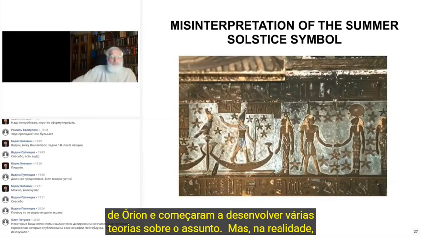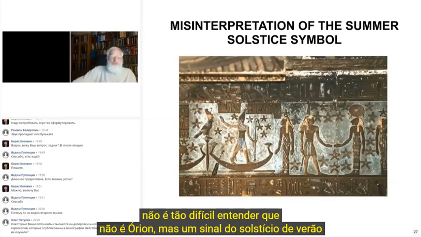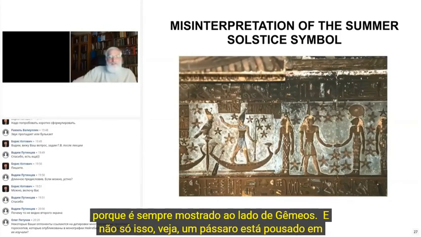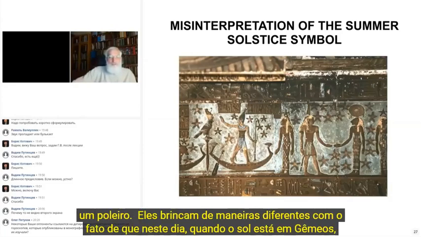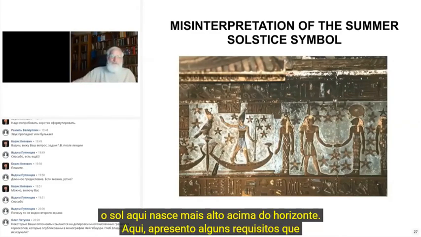But in reality, it's not that difficult to understand that it's not Orion at all but a sign of the summer solstice because it is always shown next to Gemini. And not only that, you see, a bird is sitting on a perch. They play in different ways on the fact that on this day, when the sun is in Gemini, the sun here rises highest above the horizon.